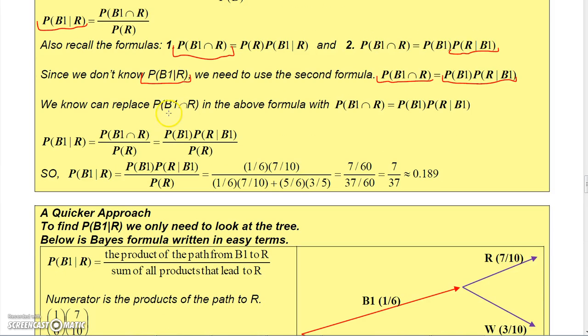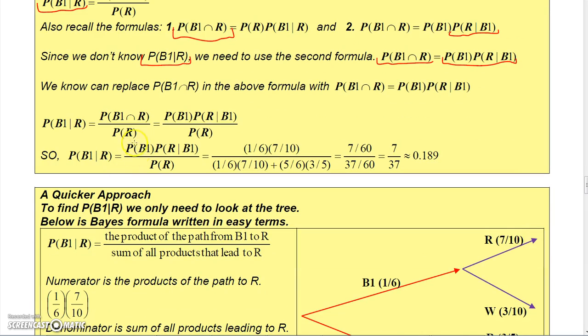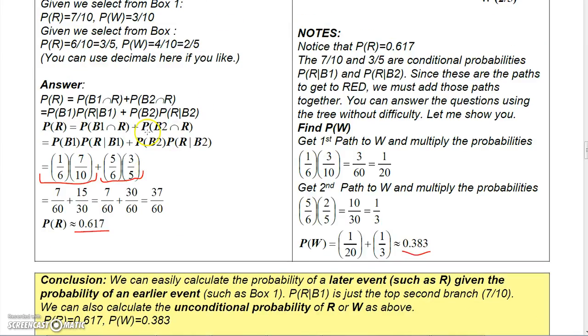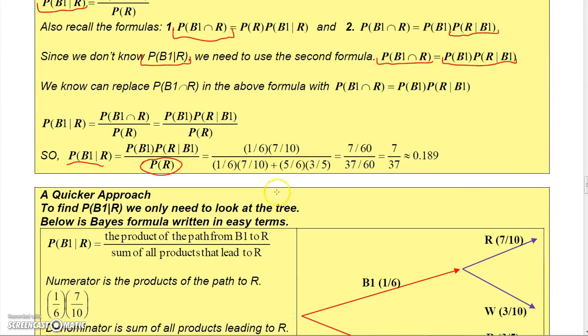So to get the probability of B1 intersect R, we're going to use this: probability of B1 times the probability of R given B1. So putting it all together here, the probability of B1 intersect R is the probability of B1 times the probability of R given B1 over the probability of R. Now, we know how to get the probability of R. We did that up there. So now, to finish this out, what's the probability of box 1? The probability of box 1 was 1/6, and then multiply it by the probability of red given box 1.